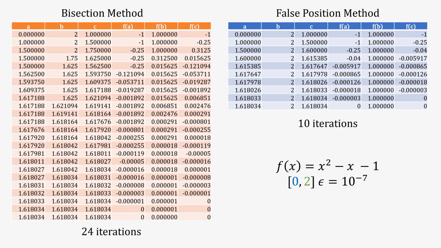And for our other interval, 0 to 2, bisection method still needed 24 iterations to find the root, but this time, false position method needed only 10.